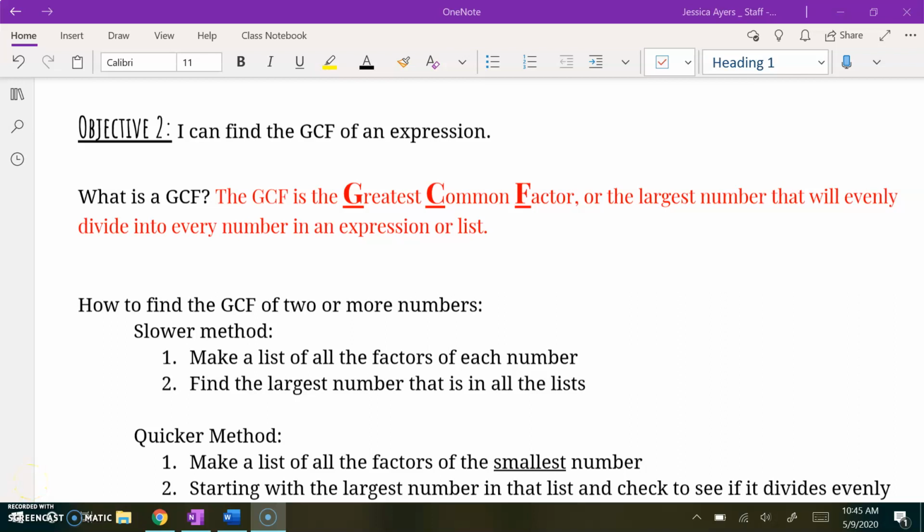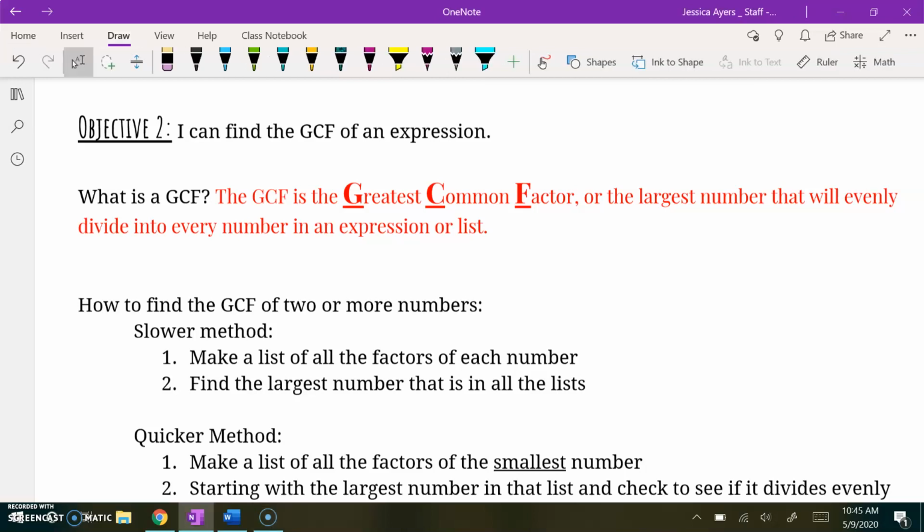Unit 8, Objective 2 for Week 1 talks about finding the GCF of an expression. So what is the GCF? Remember that the GCF is simply the greatest common factor, or the largest number that will evenly divide into every number in an expression or a list.